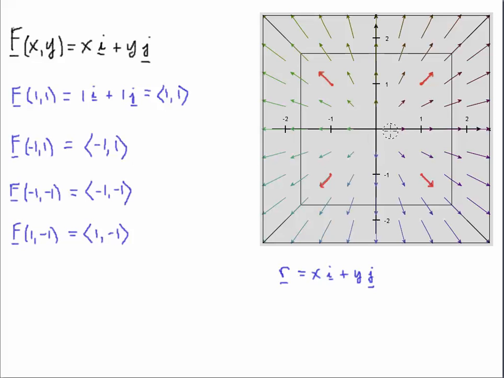And in fact, if you picked a point on one of the axes, like for example the point 1 comma 0, that would give you the vector 1 comma 0. And so all the vectors would be pointing along this axis and outward along the vertical axis as well.